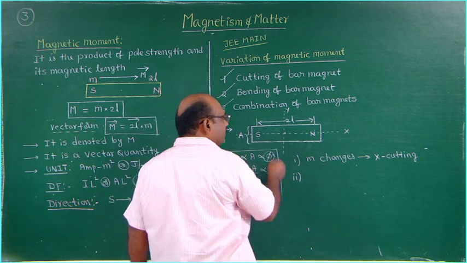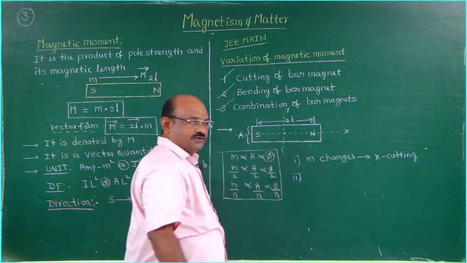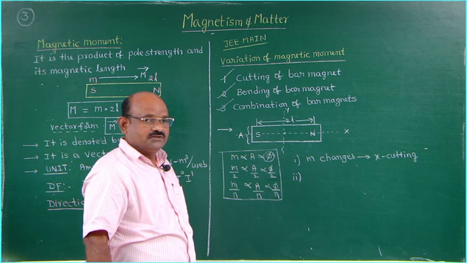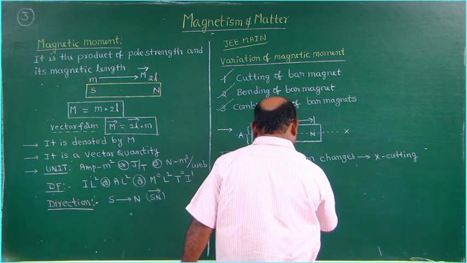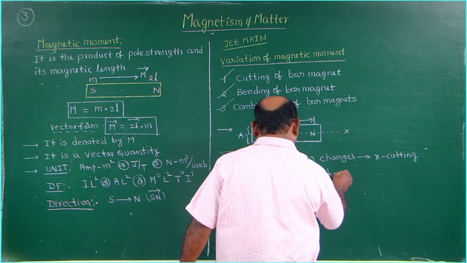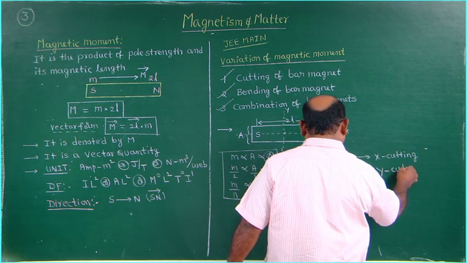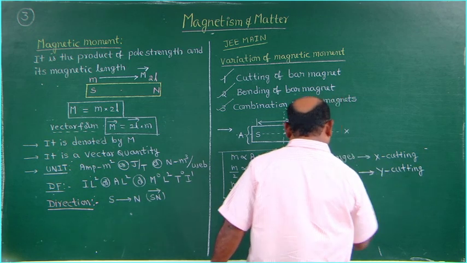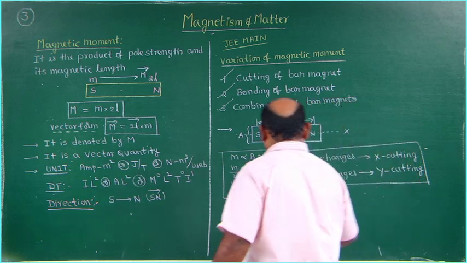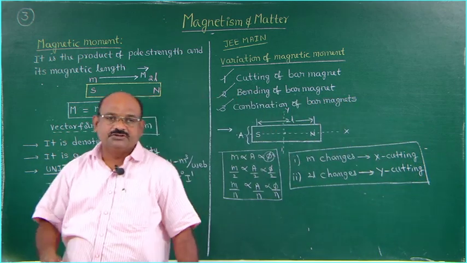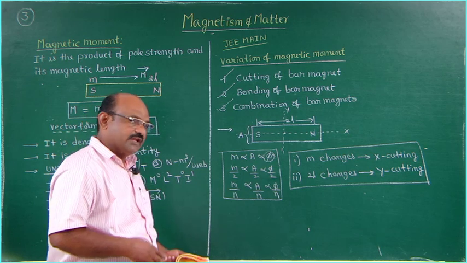Generally, magnetic length may vary during Y cutting. Suppose the bar magnet is cut along the Y direction, made into pieces along the Y direction, then the magnetic length 2L changes. Keep these 2 points in mind, they help you a lot while solving JEE problems. Pole strength changes during the X cutting, magnetic length changes during the Y cutting.